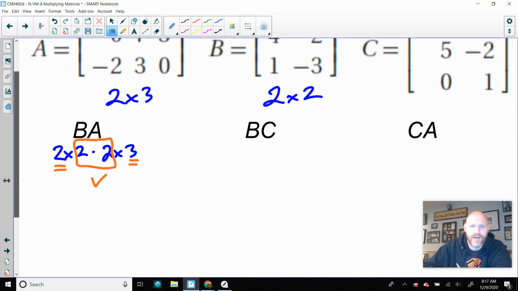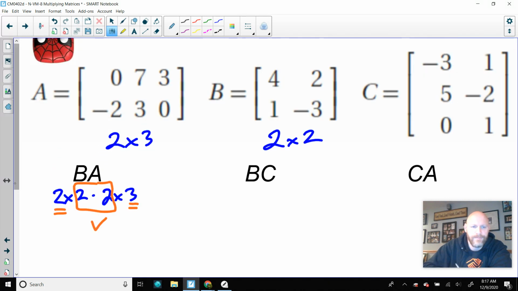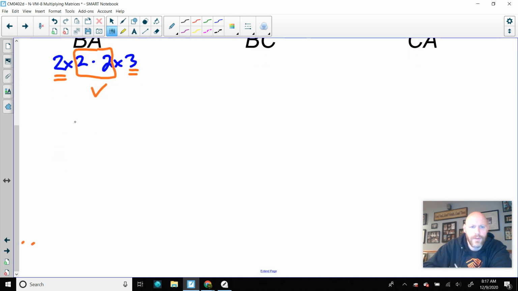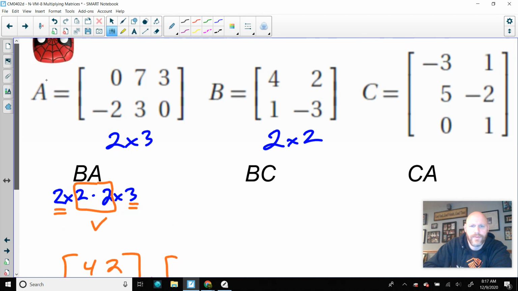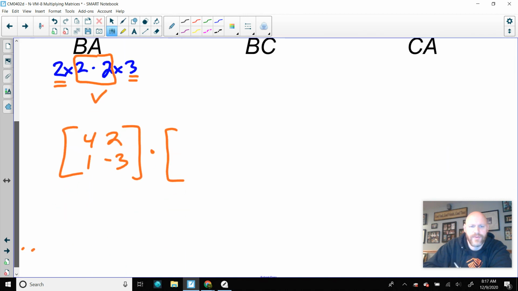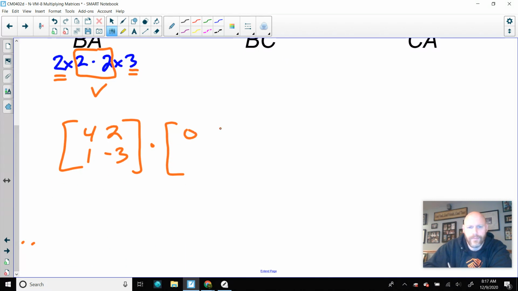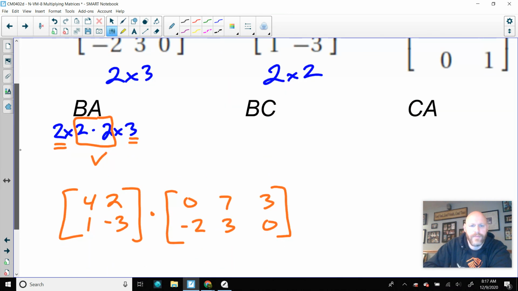So B is going to be a 2 by 2. It's 4, 2, 1, and negative 3, times A, which was a 2 by 3 matrix: 0, 7, 3, negative 2, 3, 0. I think that's it. Let me check. Yep, we're good to go.